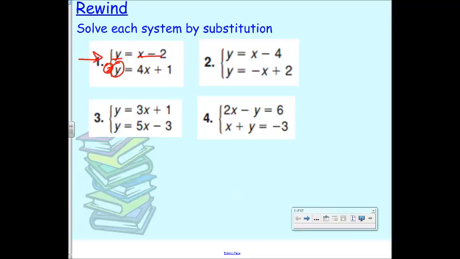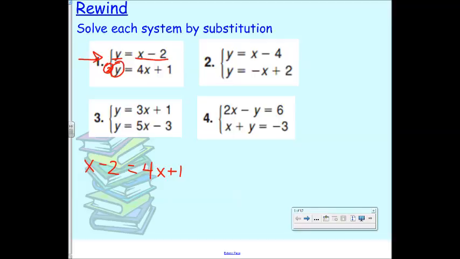Y is equal to x minus 2, so that means instead of writing y right here in number 2, I'm going to write x minus 2. So my new equation is going to look like x minus 2 equals 4x plus 1. That's the substitution part. All right, go ahead, Brendan.